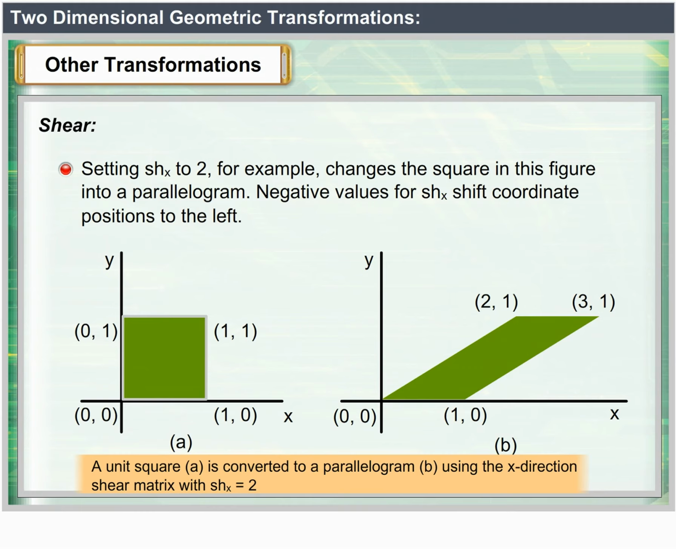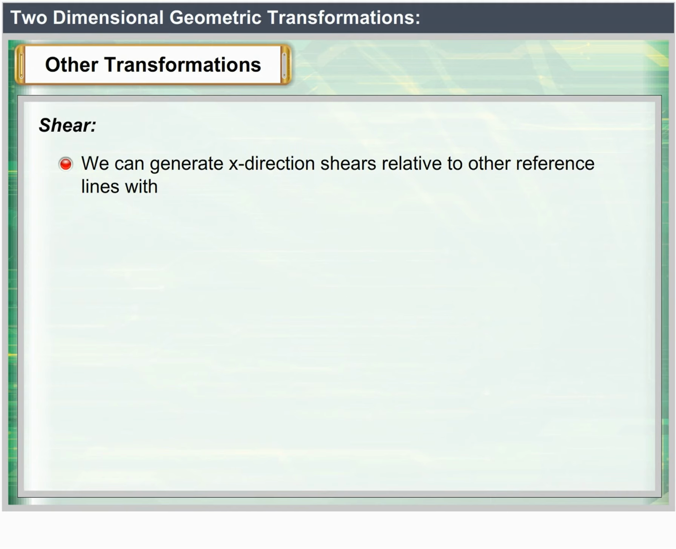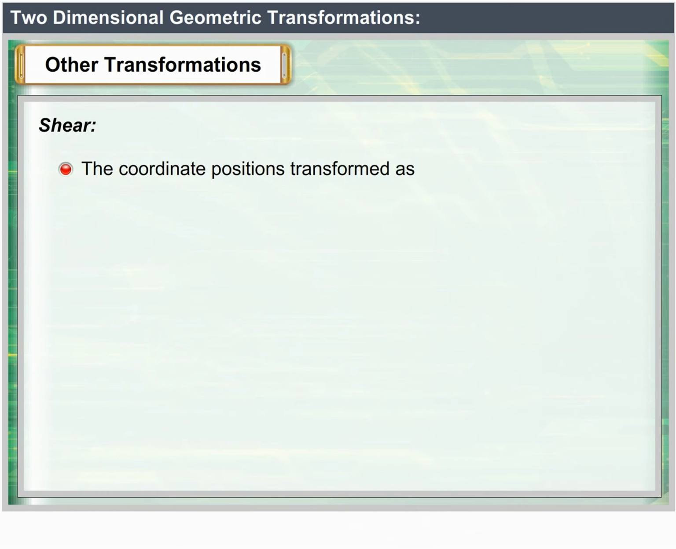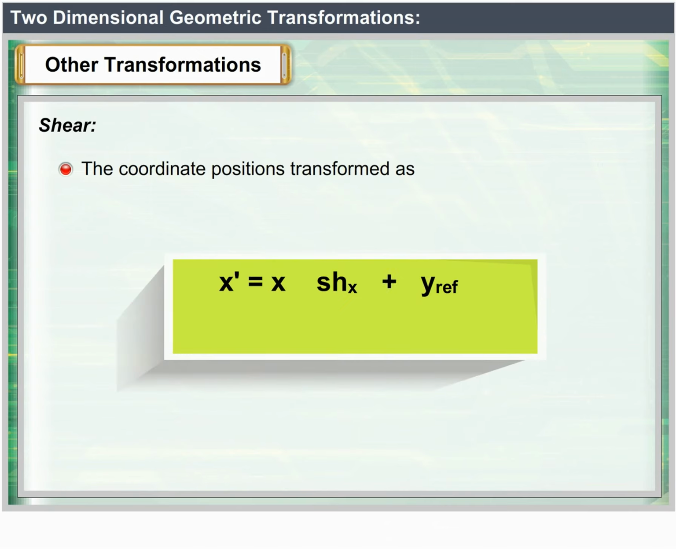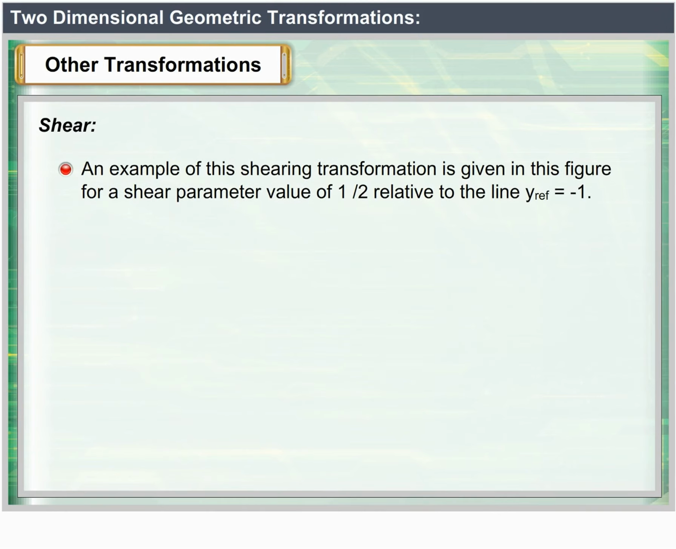The coordinate positions are now transformed as x dash equals x plus shx times y minus y ref, y dash equals y. An example of this shearing transformation is given in this figure for a shear parameter value of 1 by 2 relative to the line y ref equals minus 1. This figure shows a unit square A is transformed to a shifted parallelogram B with shx equals 1 by 2 and y ref equals minus 1 in the shear matrix.